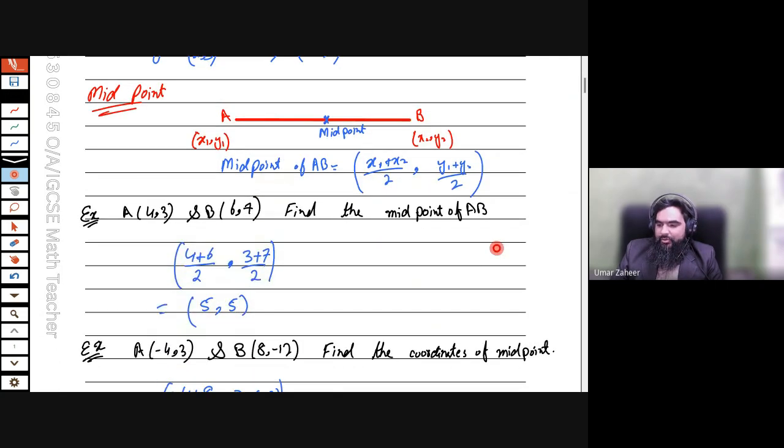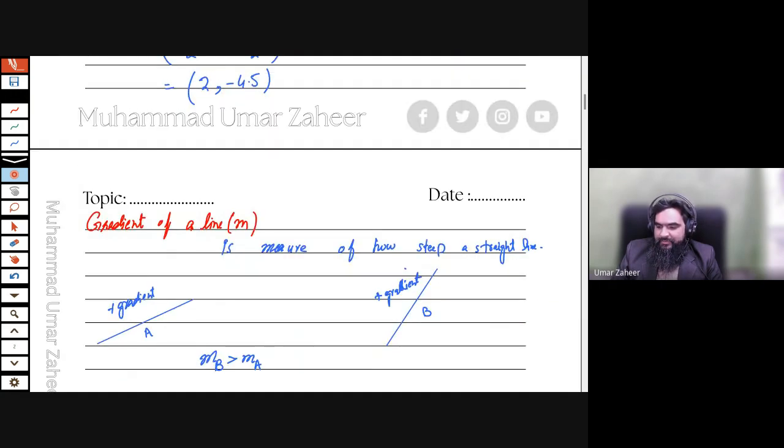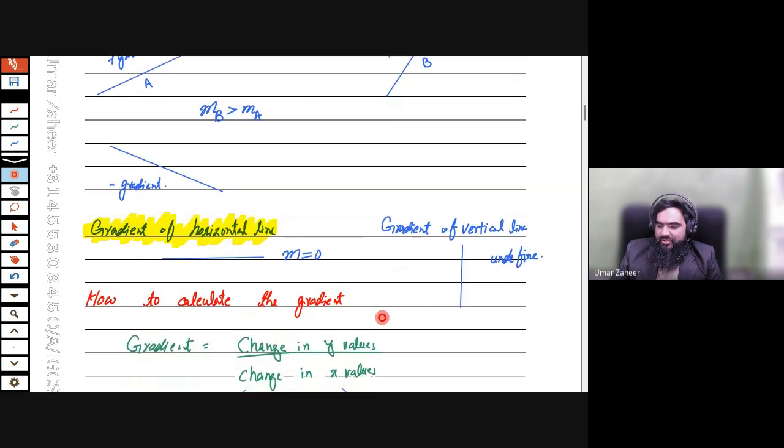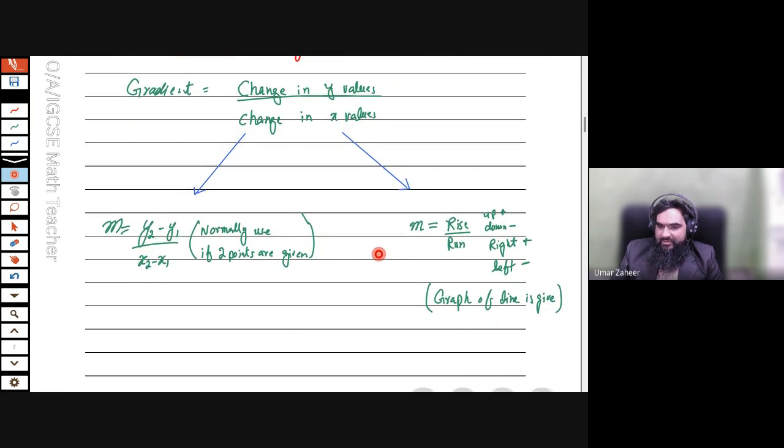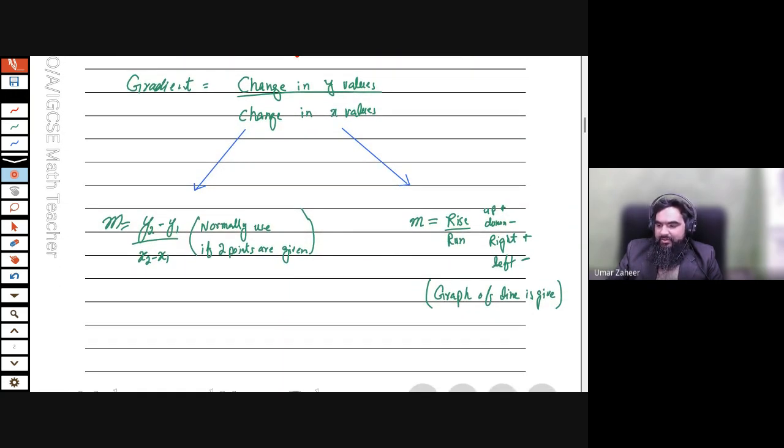Then we talked about the midpoint. If you have 2 points, you need to find the midpoint, that is x1 plus x2 divided by 2, comma, y1 plus y2 divided by 2, and we have done the questions. After that, we talked about the gradient, and we have done the two methods of how we can find the gradient of a line.